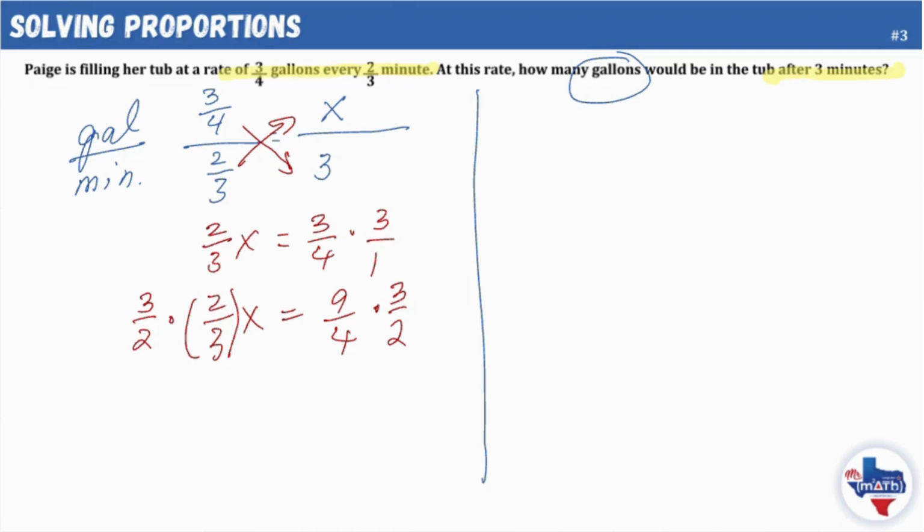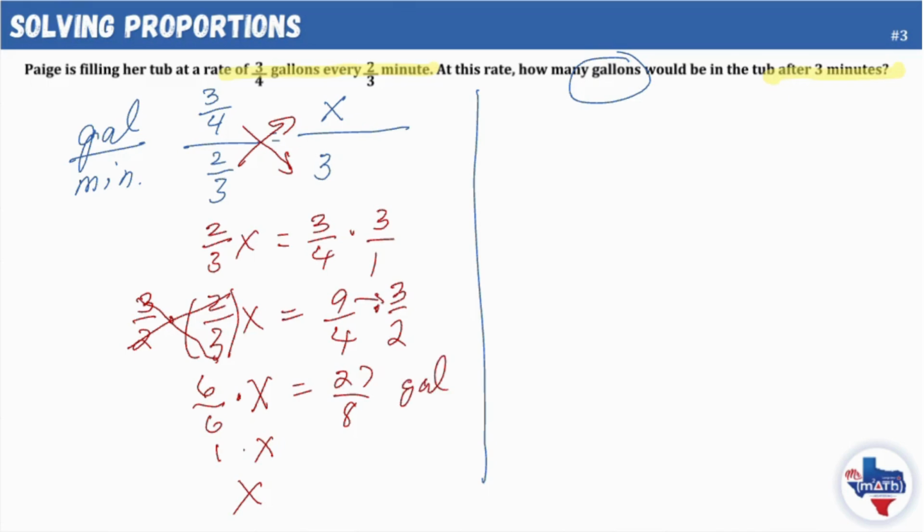3 times 2 is 6. 2 times 3 is 6. 6 divided by 6 is 1. And 1 times X is X. Or you could have just canceled out the 2's and the 3's. 3 times 9 is 27. And 4 times 2 is 8. Okay, so the amount of water that will be in the tub will be 27/8 gallons.